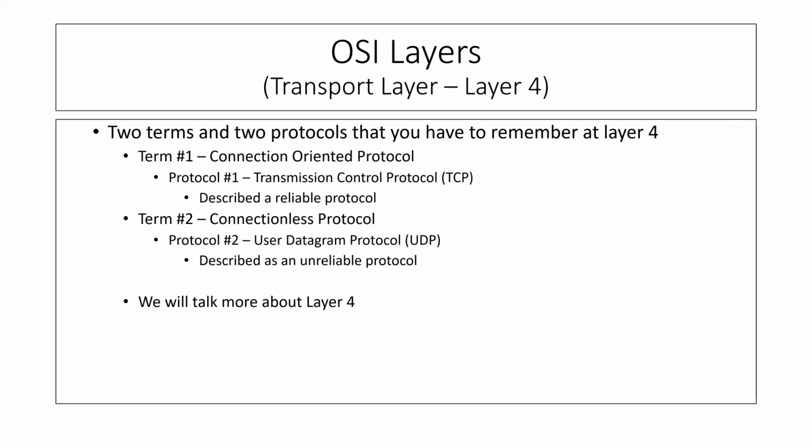Two terms and protocols at layer 4. Term one is a connection-oriented protocol, and our connection-oriented protocol is called the Transmission Control Protocol, or TCP. TCP is described as a reliable protocol. The second term we have is connectionless protocol, and the second protocol we have is our connectionless protocol, which is the User Datagram Protocol, or UDP. This is also called an unreliable protocol. We'll discuss more about these in later chapters.